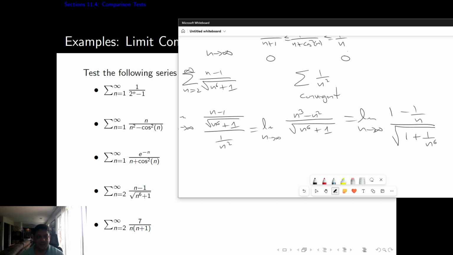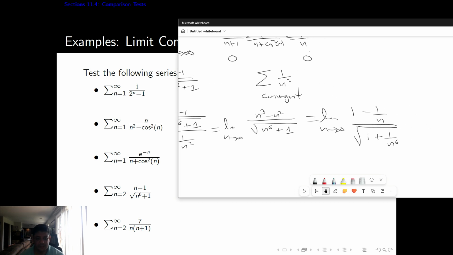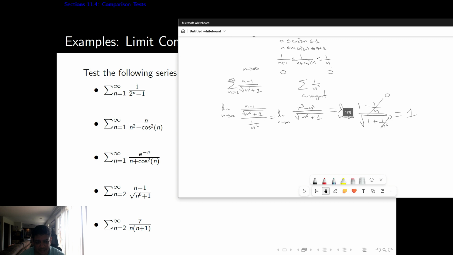And so notice that when I take limit when n goes to infinity, this goes to 0, this goes to 0, and this whole limit is going to 1. So that tells me that by limit comparison test, again, this series of n minus 1 over square root of n to the 6 plus 1 from n equals 2 to infinity converges.